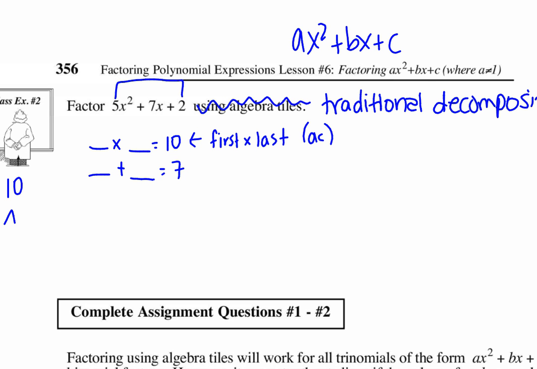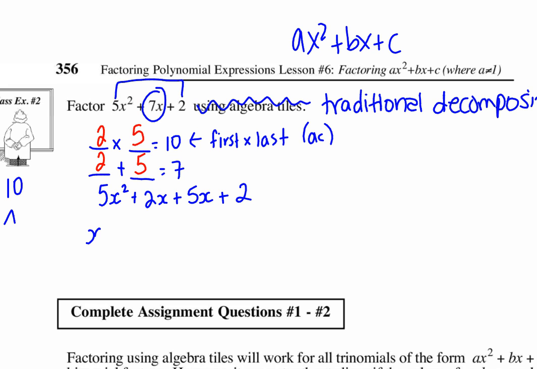So what are the two numbers that multiply to 10 and add to 7? 5 and 2. So just like yesterday, we're going to break up the middle term. 5x squared plus, instead of 7x, we're going to write 2x plus 5x plus 2. And now that we have 4 terms, we do what we just did. We did grouping.